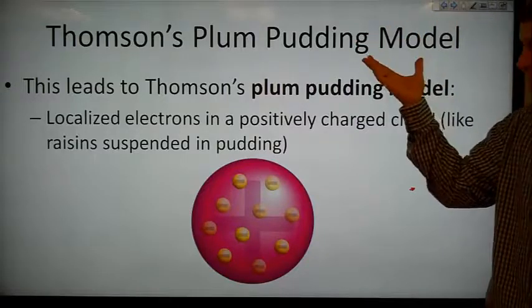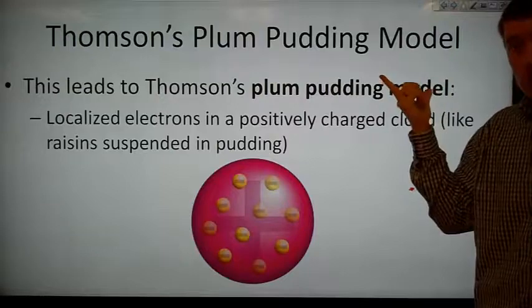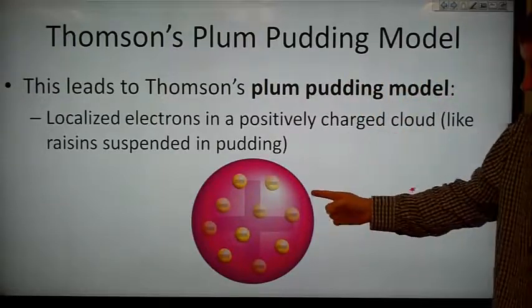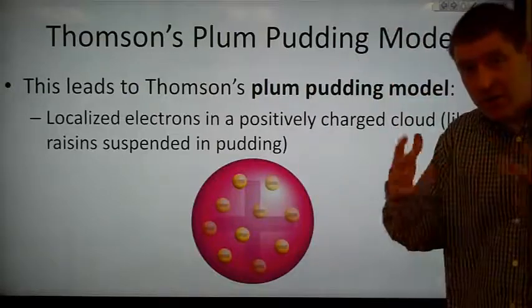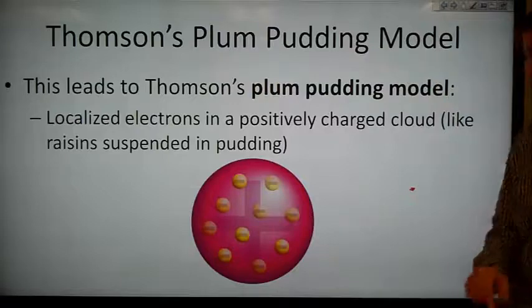Now, I like to call this, instead of plum pudding, because I've never eaten plum pudding, but I have eaten chocolate chip cookies, I call Thomson's model the chocolate chip cookie model, where we have the dough, which is this red positively charged bit, and then we have the chocolate chips, which are the negatively charged electrons.